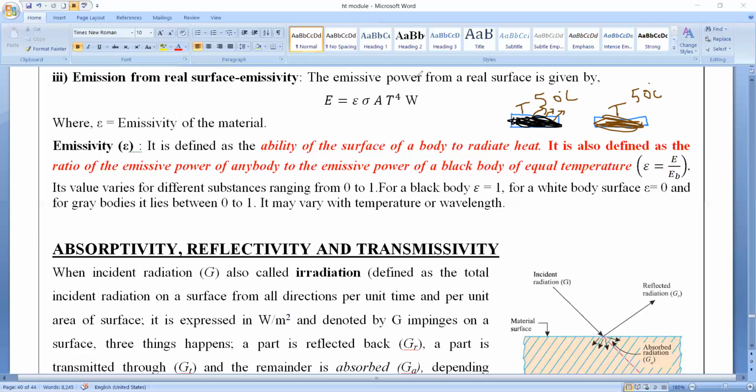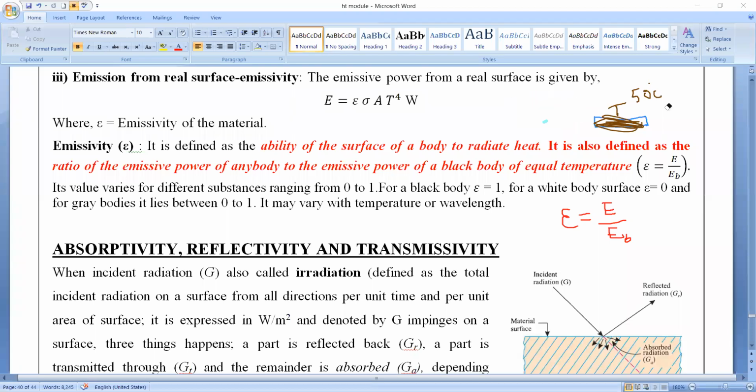Now, how to define the emissivity? Listen here carefully. The emissivity of a body is defined as the emissive power of a non-black surface, that is, say gray, to the emissive power of a black surface or the black body. So this ratio is called the emissivity. And remember students, emissivity is always less than 1 for non-black surfaces or real surfaces. Okay, I hope this is clear.